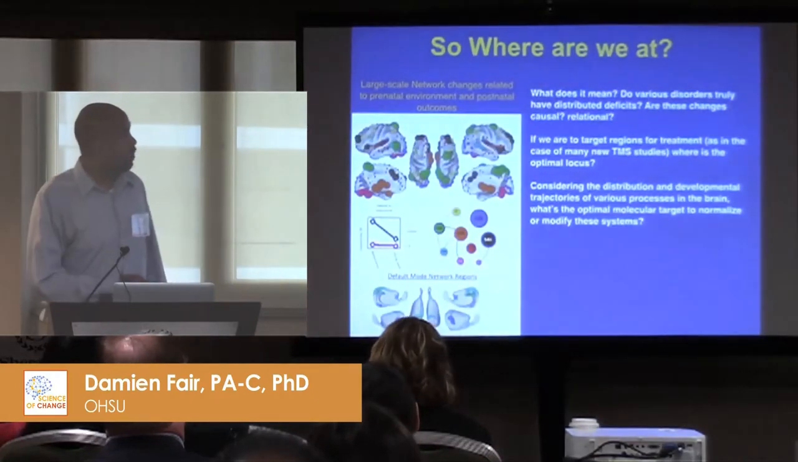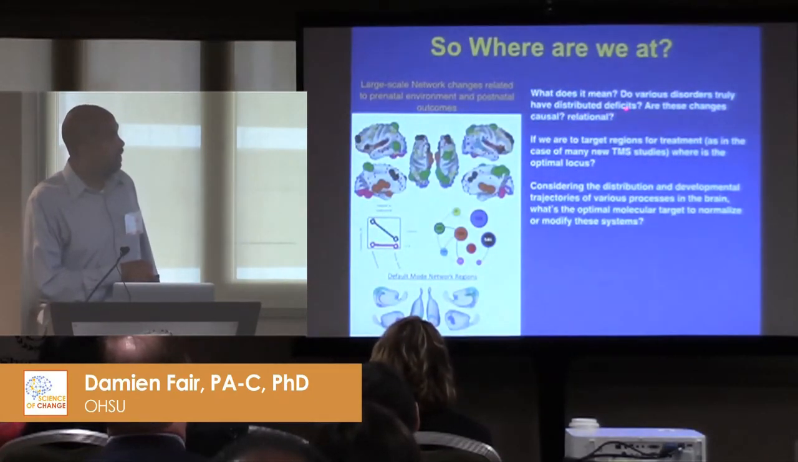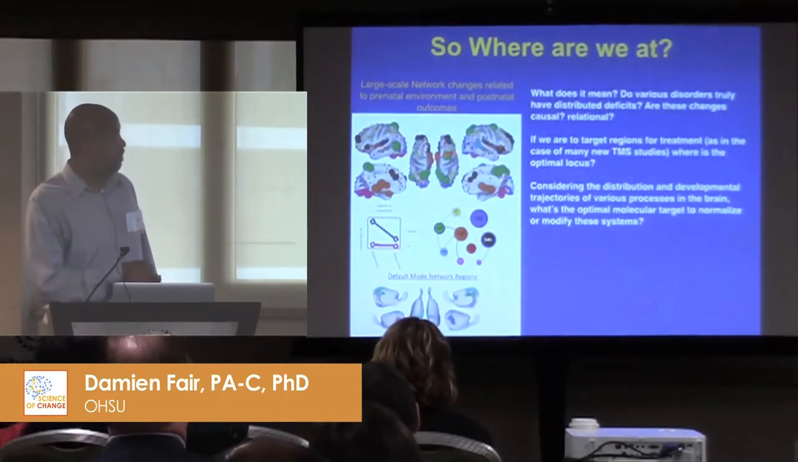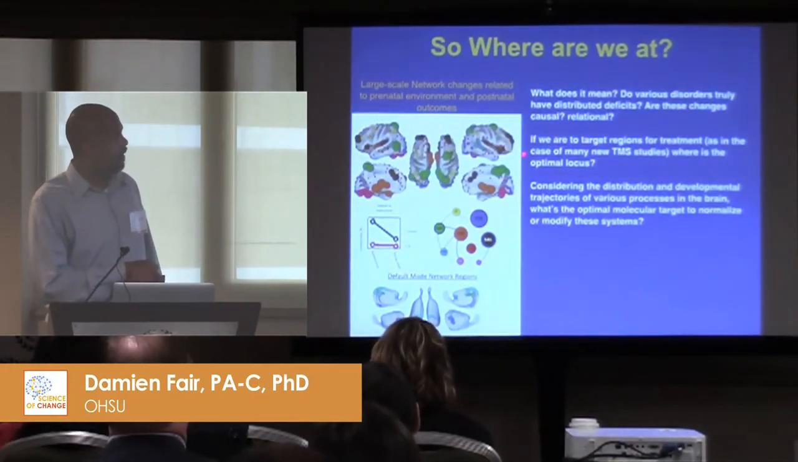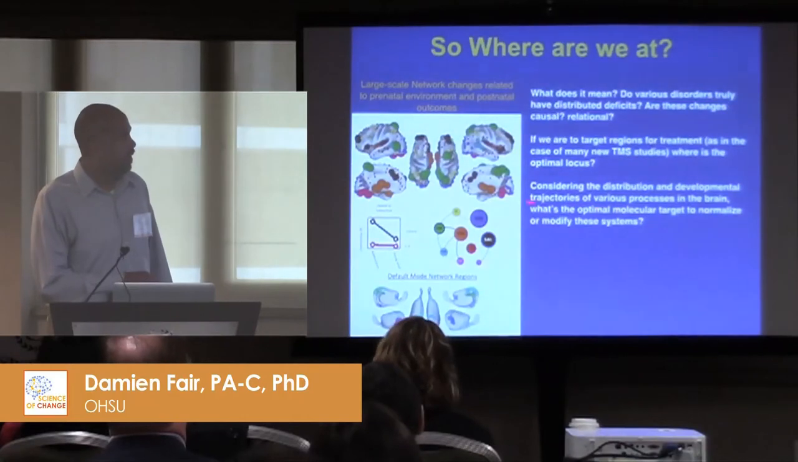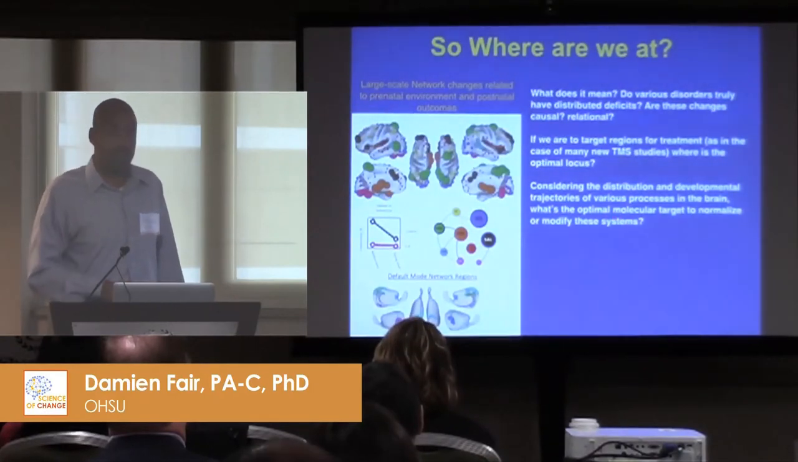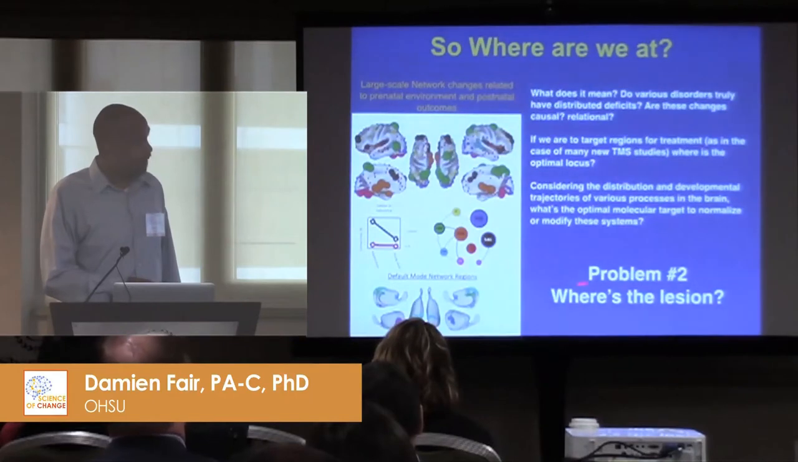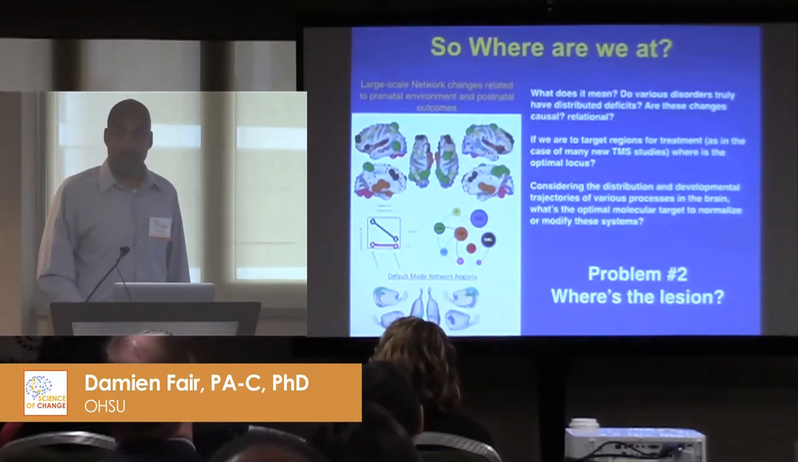So this is the end. So where are we at? So what does it mean? Do various disorders truly have distributed deficits across the whole brain? If we're going to target regions for treatment, as in the case of many TMS studies, where's the optimal locus? If we consider the distribution and developmental trajectories of various processes in the brain, what's the optimal molecular target to optimize or modify these systems? Okay? So here's the second problem. Where's the lesion?